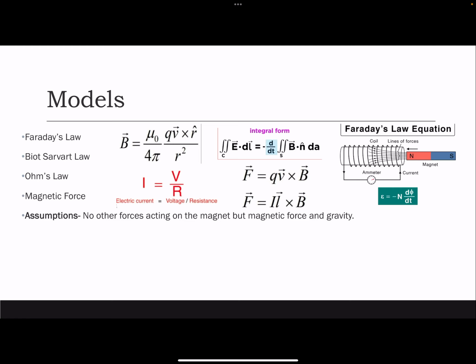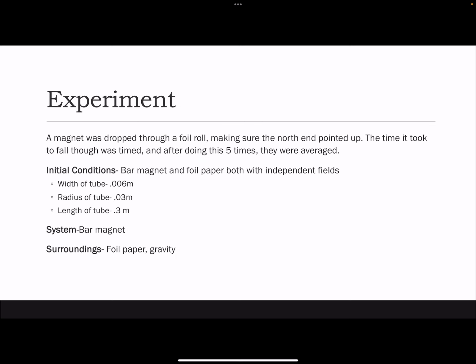And the assumptions in our experiment were that no other forces acting on the magnet except the magnetic force produced by the roll of aluminum foil and gravity. So the experiment, as said earlier, was a magnet was dropped through a roll of foil, making sure the north end was pointed up, and the time it took to fall through the foil was timed, and we did this 5 times and averaged it out.